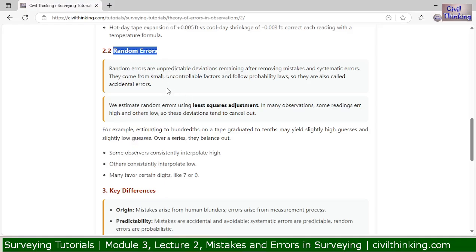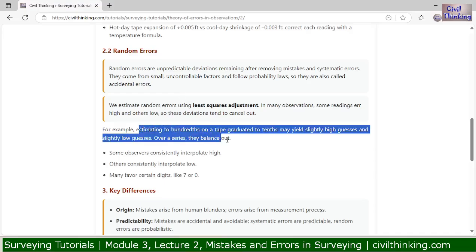No formula, but you can correct it using probability laws, probability and statistics. And remember, this is uncontrollable. You cannot control it. So we know what the random errors are. Now let us see some examples so that we truly understand what random errors are. Now let us take this example.